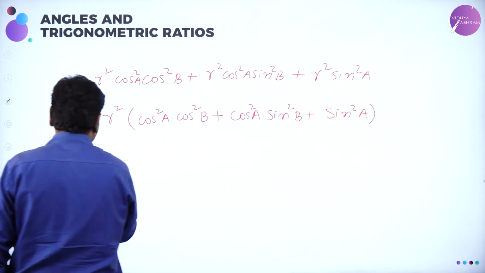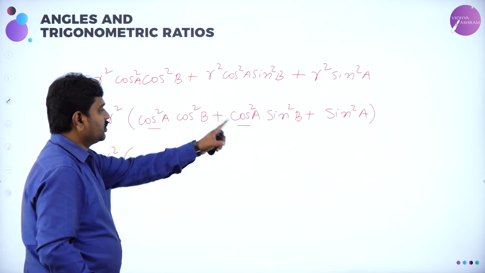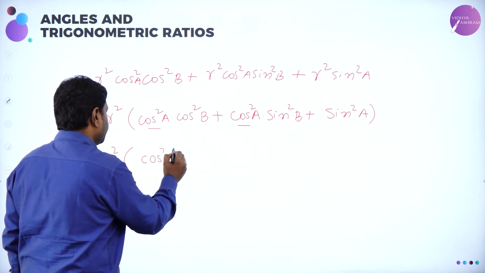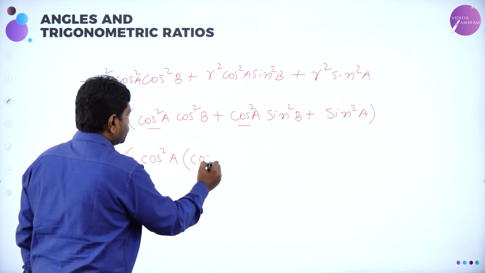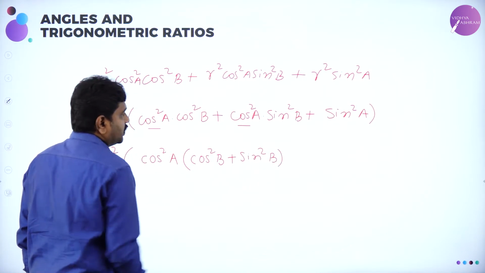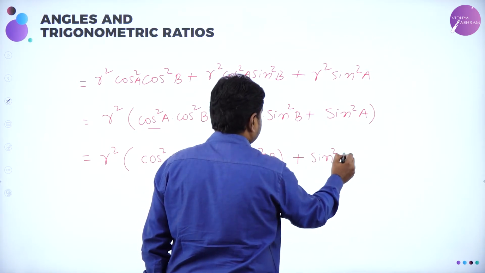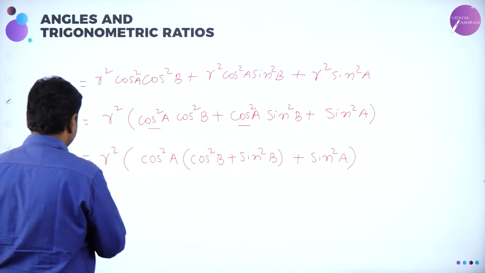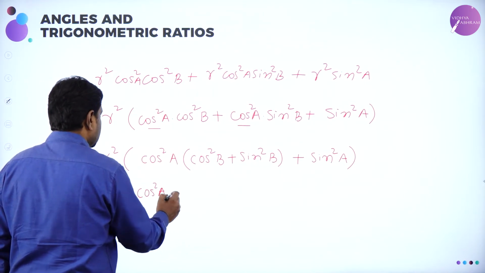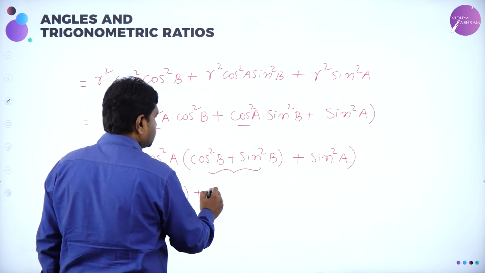Now from the first two terms, if you observe, here we have cos square A, here we have cos square A. From these two terms, take cos square A common. If you take cos square A common, you are left with cos square B plus sin square B, then plus the last term. What is the last term? Sin square A. Now further simplification, r square into cos square A, let it be cos square B plus sin square B. Cos square B plus sin square B is 1, plus sin square A.